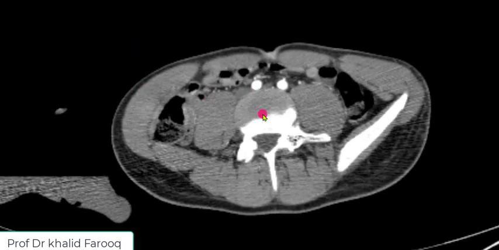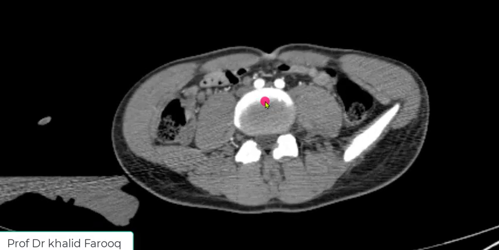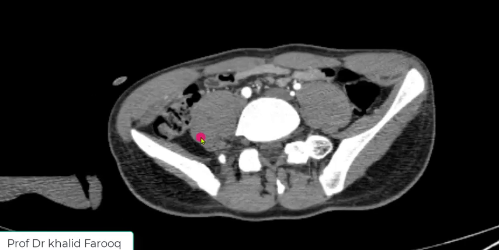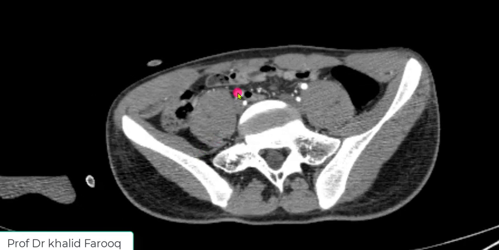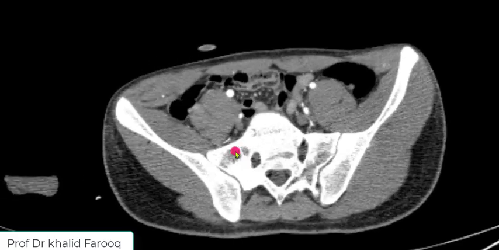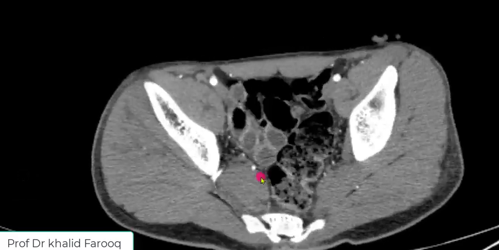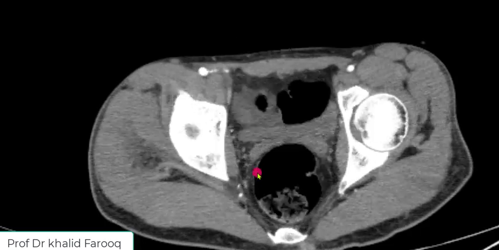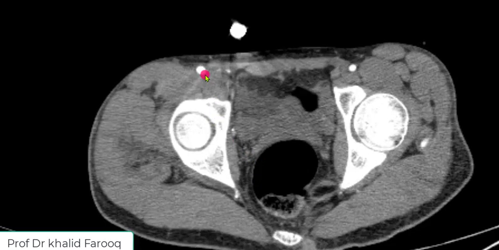Here we have bifurcation, right and left common iliac arteries, area of bifurcation of the both common iliac arteries. This is internal, and here we can see external iliac arteries. Here we see this is the area where it enters into the thigh.